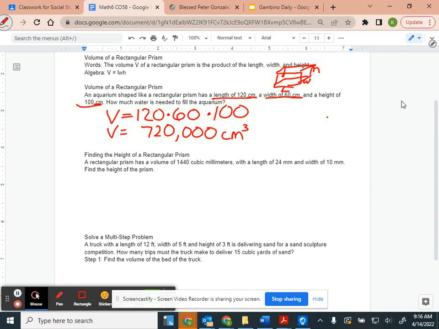So now finding the height of a rectangular prism. How am I going to find the height of a rectangular prism with a volume of 1,440 cubic millimeters, a length of 24 millimeters, and a width of 10 millimeters? How do I find the height?